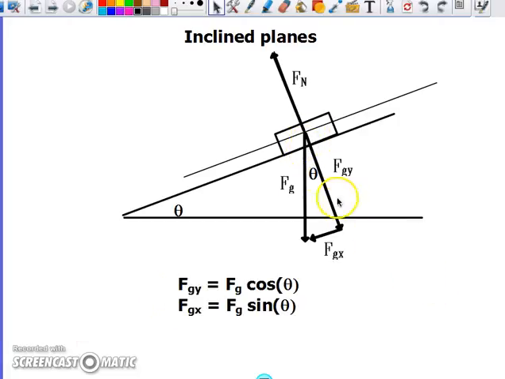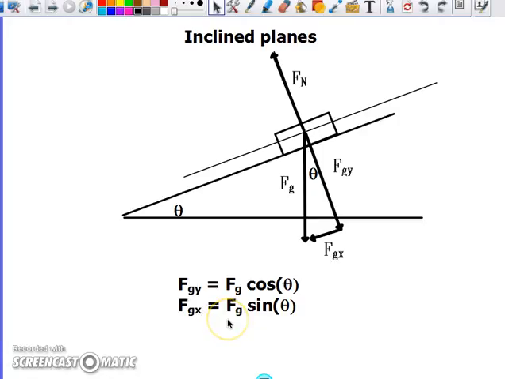Now if we look at this right triangle and we know the angle and the mass or the weight, we can find the y components and the x components by just using some trig. So FGY is FG times the cosine of theta, and FGX is FG times the sine of theta. Now if there are no other forces acting on the box, then the one force that acts down the incline and causes the acceleration of the box is just FGX.